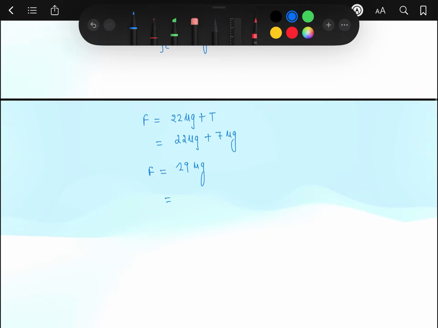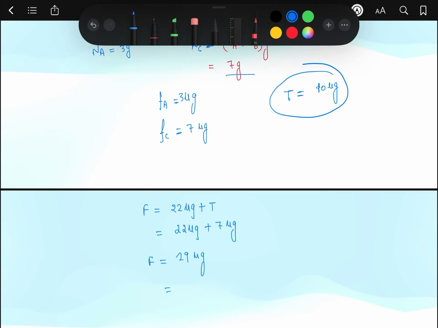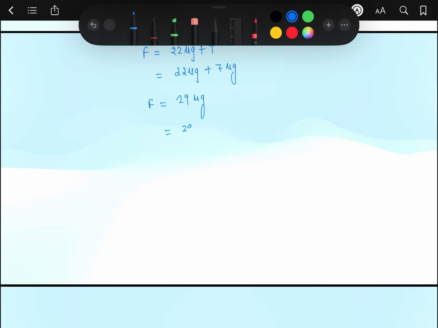Now we have to put all the values here. What is the value of mu? That mu is equal to 0.25. Okay, so 29 multiplied by 0.25, multiplied by the value of G, which is 9.8 we have to take here. So that will be equal to 29 multiplied by 0.25, which I can write as 1 by 4, multiplied by 98 divided by 10. Okay, so here I can cancel these terms. It will be 2 and it will be 49.